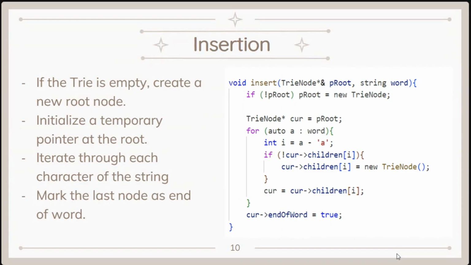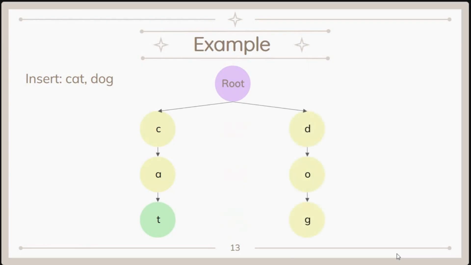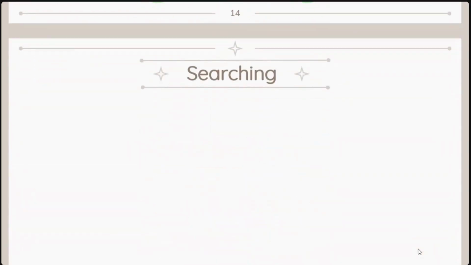So for example, if we want to insert the word cat into the Trie, we go to the root and we check if it is empty or not. Then we insert the letters C, A, and T. And T is the end of the word cat, so we mark it as the end. Next one, we do so with dog. We have D, O, and G. And remember to mark G as the end of the word. That's all for insertion.